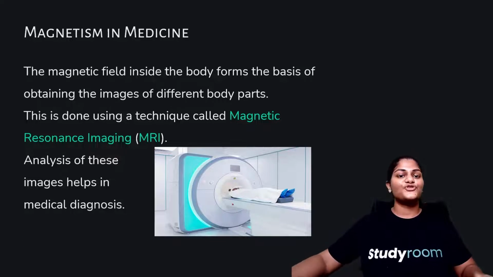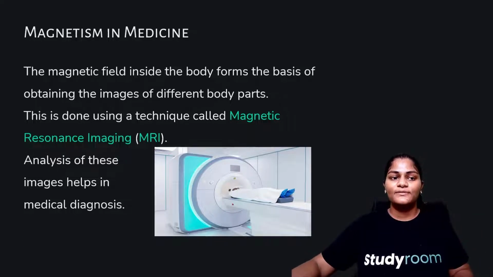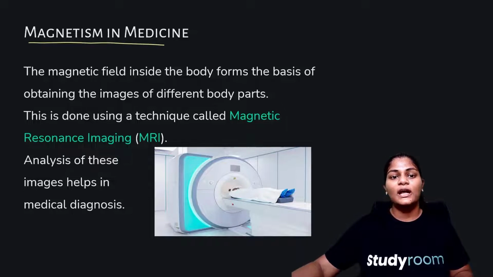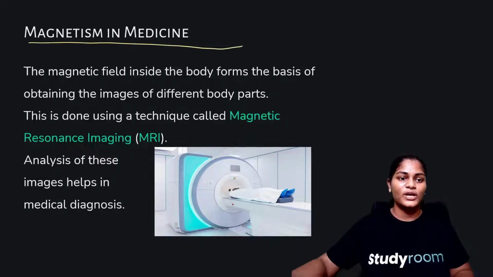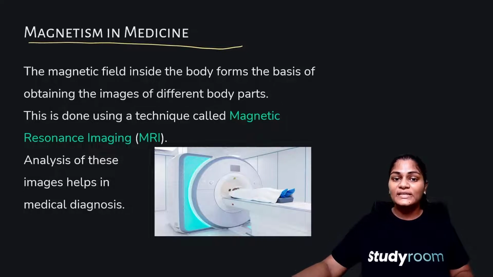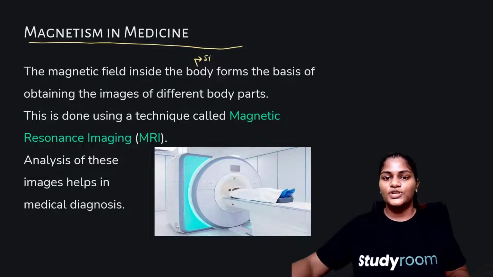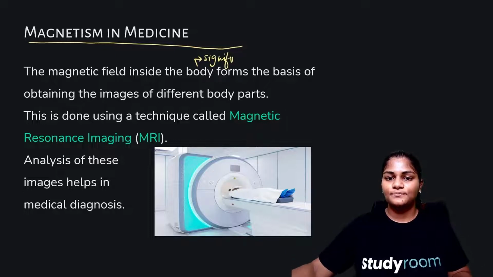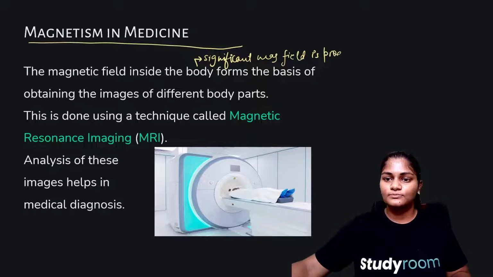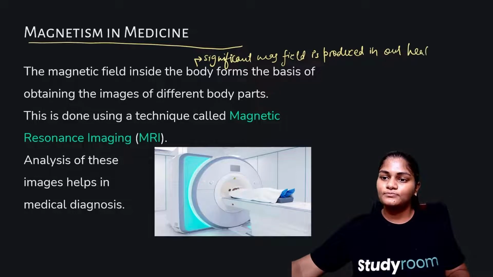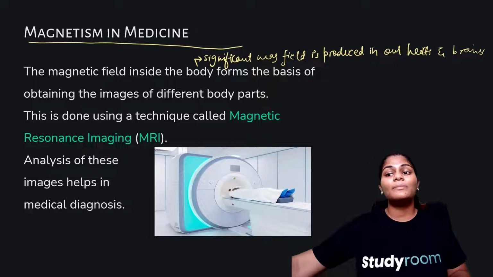Okay, so this is again just the explanation of MRI, telling you how magnetism is used in medicine. Here it says the magnetic field inside the body. We just learned that a significant magnetic field is produced in our hearts and brains, right? What do we mean by significant?